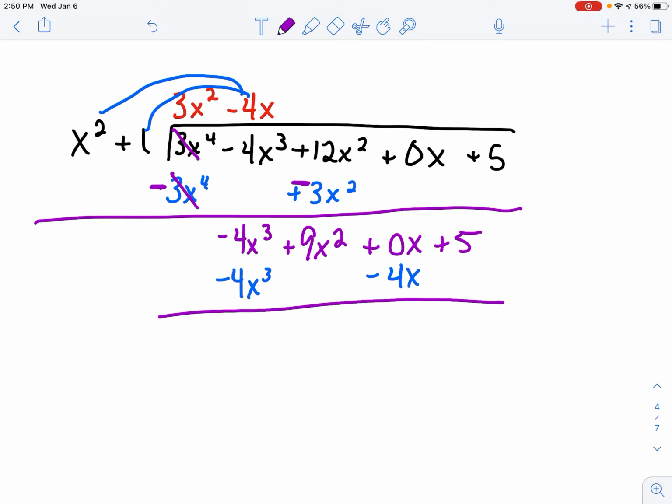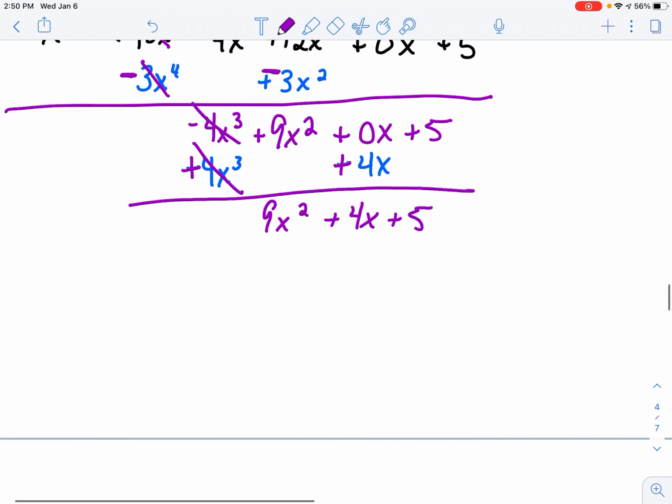I changed to purple, and I need to remember to change my signs, because you have to subtract whatever you get. So subtracting changes this to a plus and changes this to a plus. I'm going to erase these blue lines because I feel like if I don't, they're going to get confusing, if this isn't already confusing enough. So negative 4x cubed plus 4x cubed cancels. 9x squared comes down, 4x comes down, and 5 comes down.